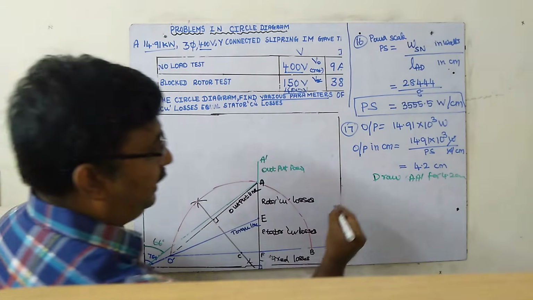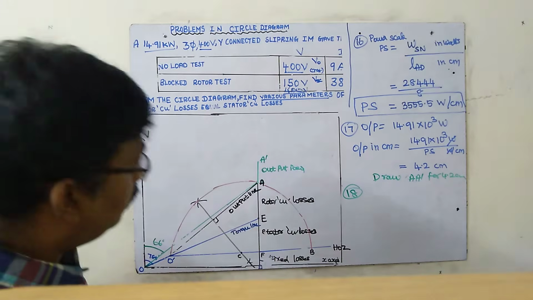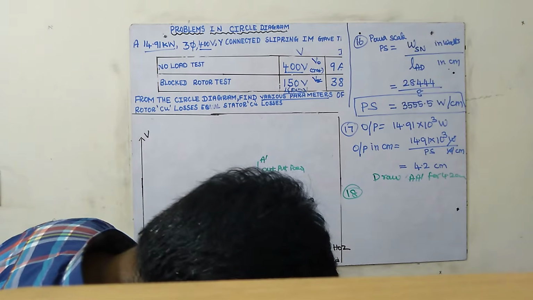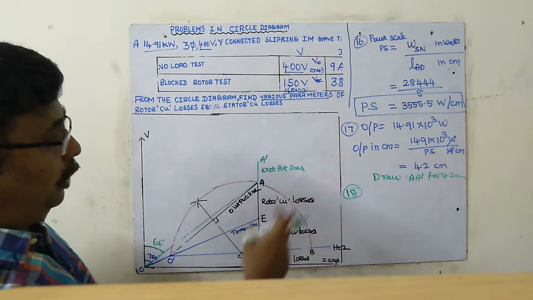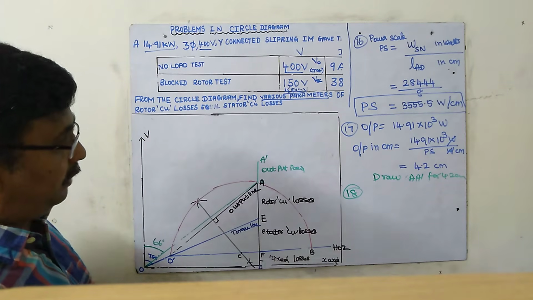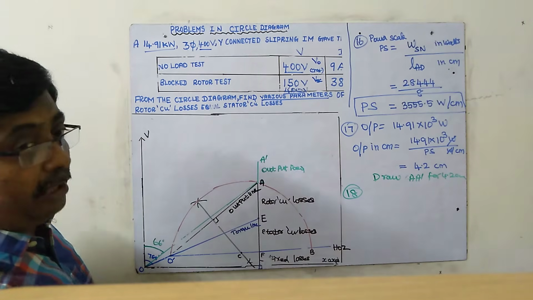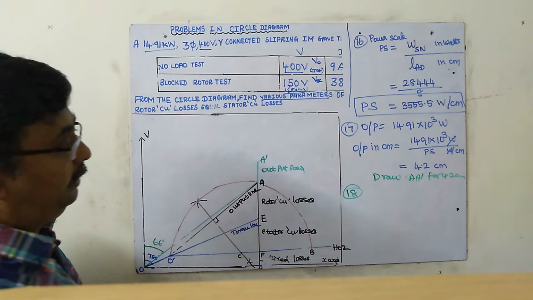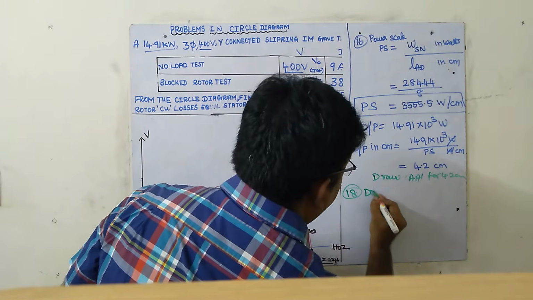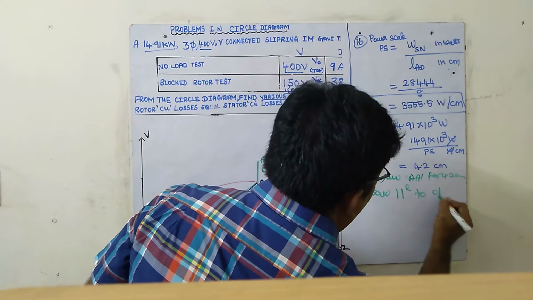Next step, what is the 18th step? After locating the point, I have to join this and draw a parallel line to the output line. Draw a parallel line to the output line.